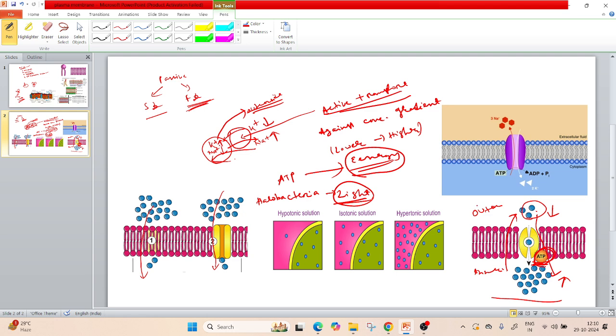So that means in active transport, or transport which moves against the concentration gradient, that means from lower to higher concentration, energy is needed. Either it may be in the form of ATP or it may be in the form of light. Okay. So one of the most common examples is the sodium potassium pump.